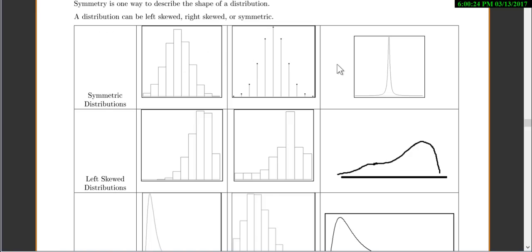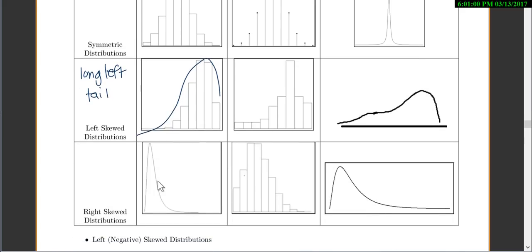This can apply whether you're talking about sample data, which is going to look more like a discrete bar graph, or true probability distributions. These descriptions apply to them all. Symmetric is what it sounds like: it's the same on the left and right. A left skewed distribution means that it has a long left tail, is the way I always think about it. So you have a lot on the right and not very much on the left. A lot on the right and then it slopes down to the left. It's that long tail. A right skewed distribution means you have a long right tail.